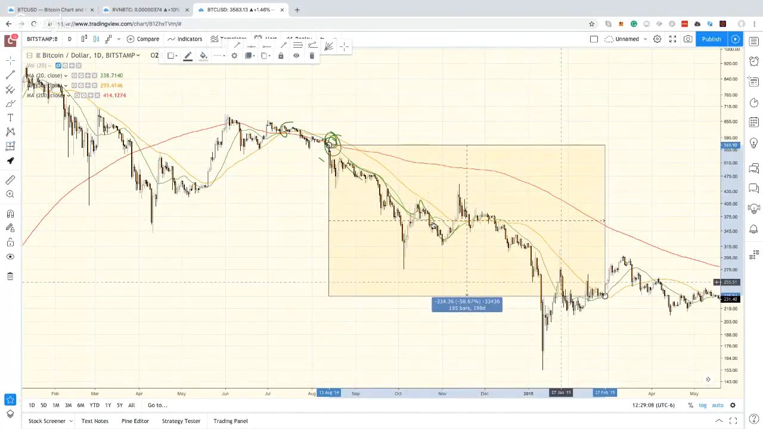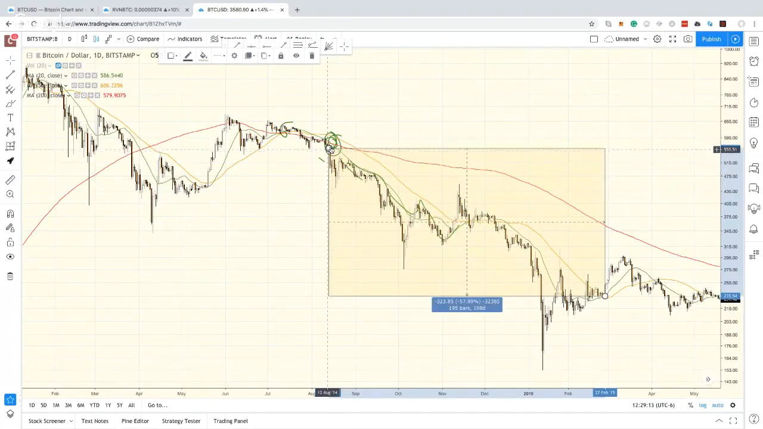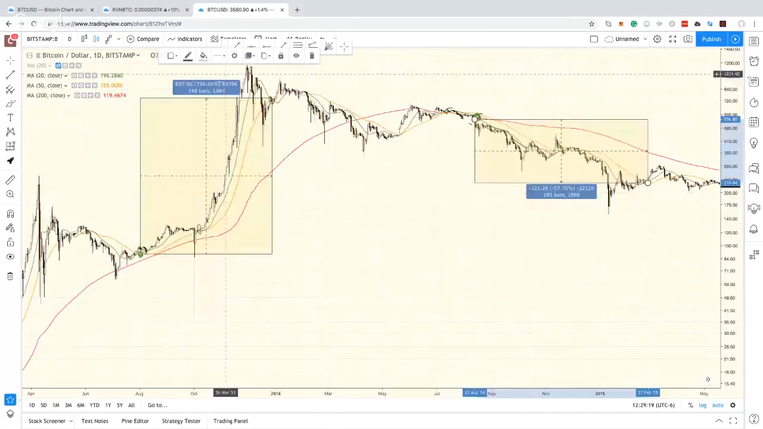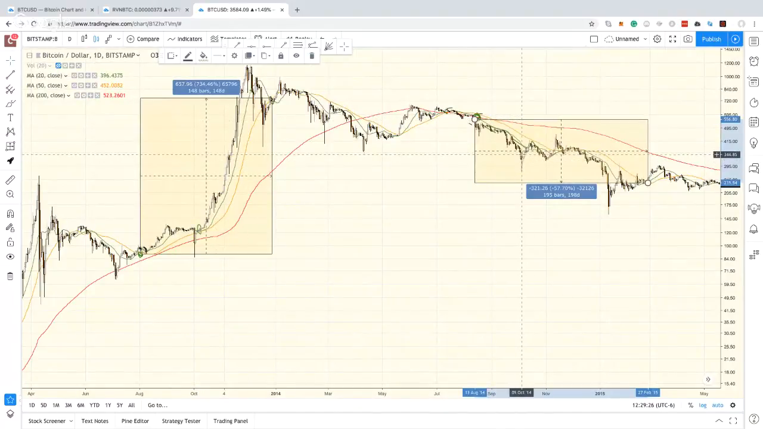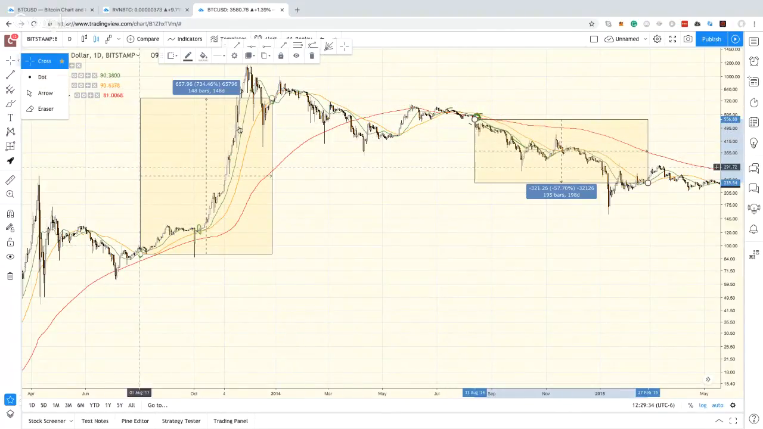let's measure it. I know that we never buy the top, we never buy the bottom or sell the top, but you're making around 57% in 200 days. So you just made 734% here in October 2013, and then you're making almost 60% in 2014. So this is a good strategy when you're trading big time frames.